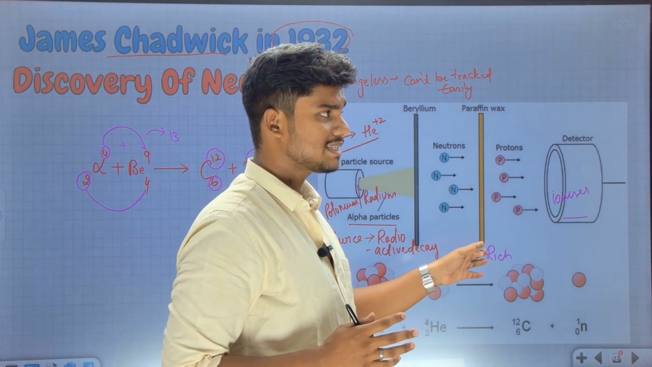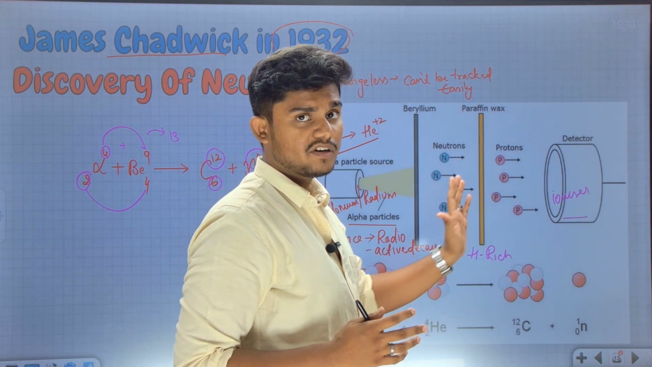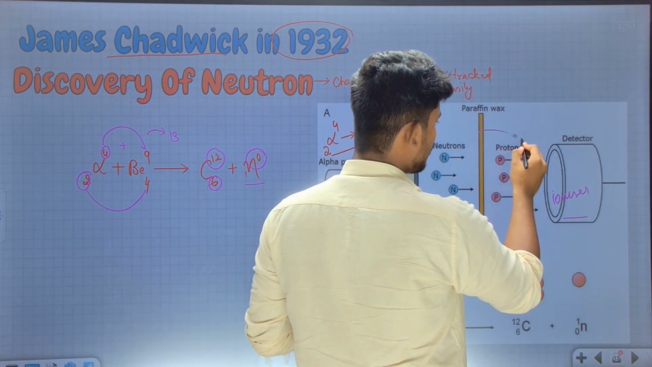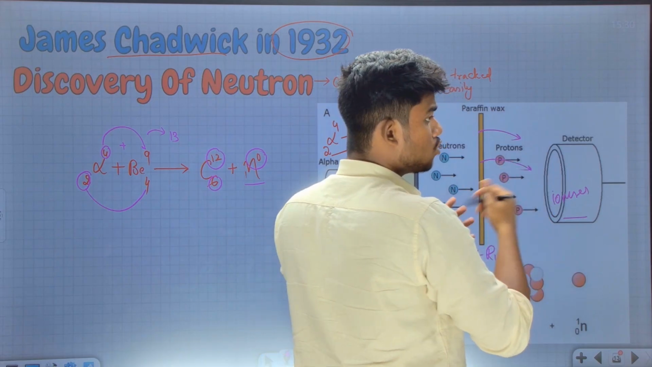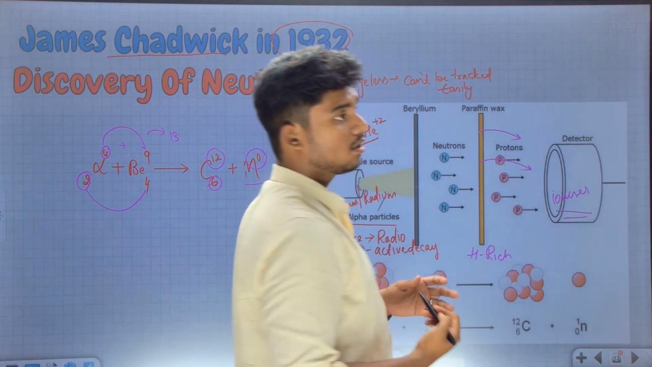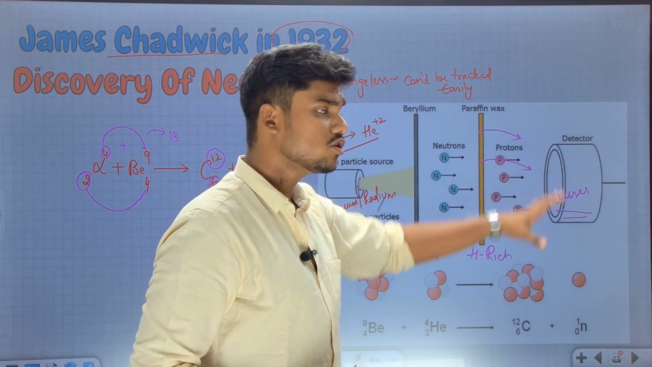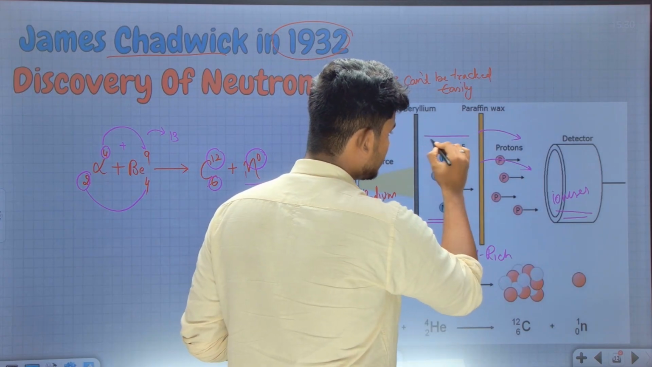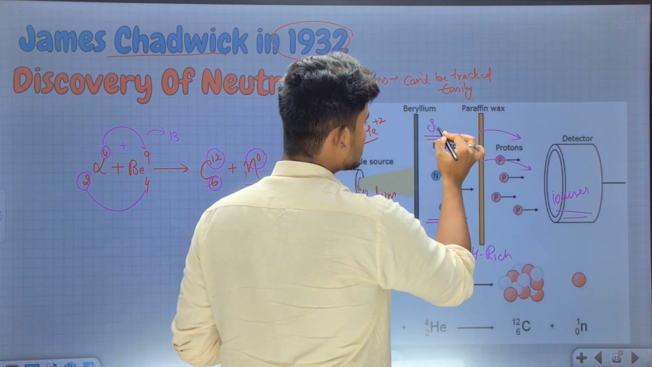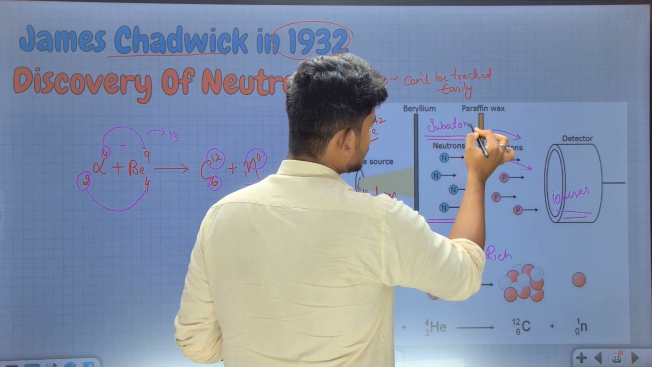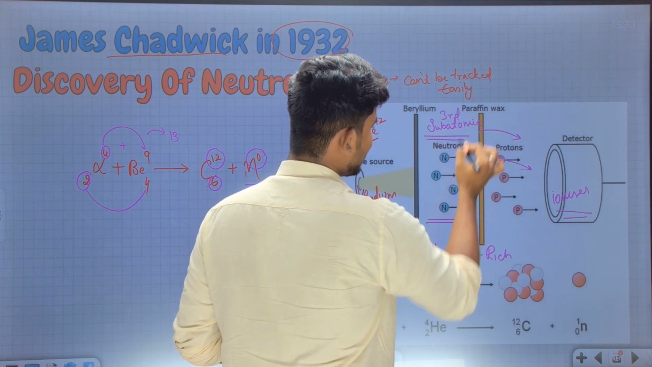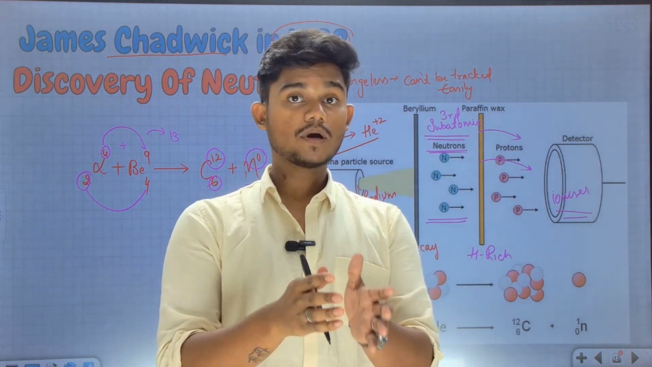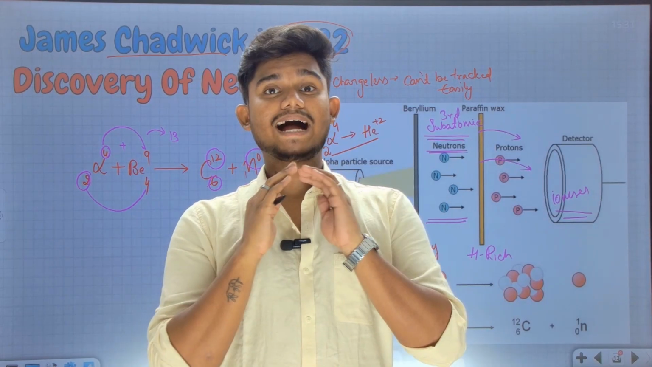So when paraffin wax was kept, neutrons got bombarded on the paraffin wax, and since it is rich in hydrogen, the protons in the hydrogen were knocked out, and these knocked out protons were detected in the detector. Since protons are being knocked off, there must be something moving here, and these invisible things were concluded to be a new subatomic particle, which doesn't have charge and is called the neutron, and that led to the discovery of neutrons. I hope it was clear, it wasn't messy, and you would have understood it.